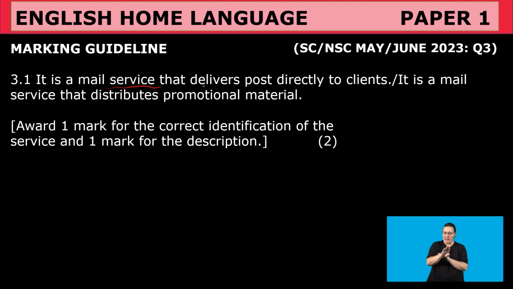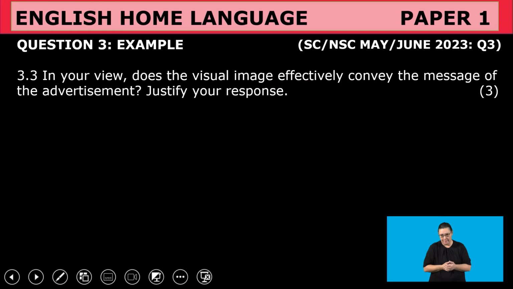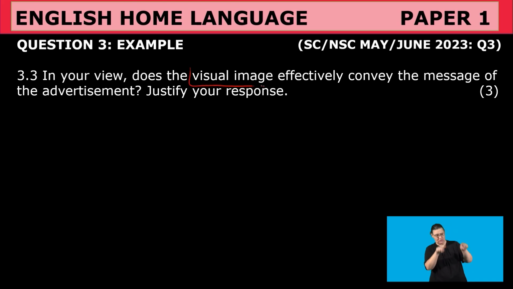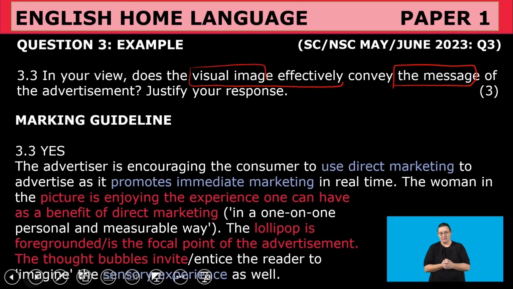It's a mail service, and what does the service do? It delivers post directly to clients. So identification and description, because that's what the question requires. Then question 3.3, in your view, does the visual image effectively convey the message of the advertisement? Now remember, advertisements have visual and text elements, and you will be asked questions on both of those elements and how they link to the message. So make sure you study, you find the similarities, and you link the two together.